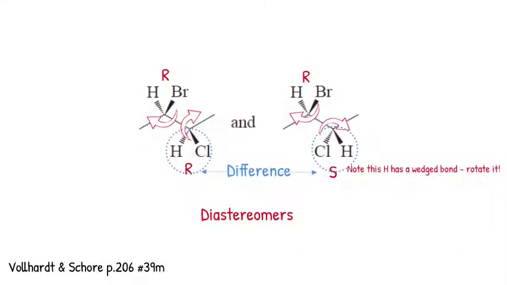What would happen if the pairs of substituents on the other stereocenter were also switched? Then these two molecules would be enantiomers, not diastereomers. So, just remember that in order for two molecules to be diastereomers, they need to have opposite absolute configurations or opposite pairs of substituents at one or more stereocenters, but not all of them.